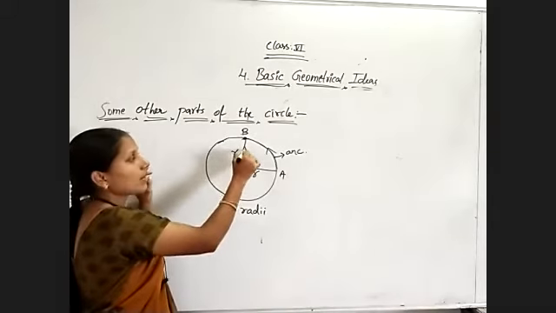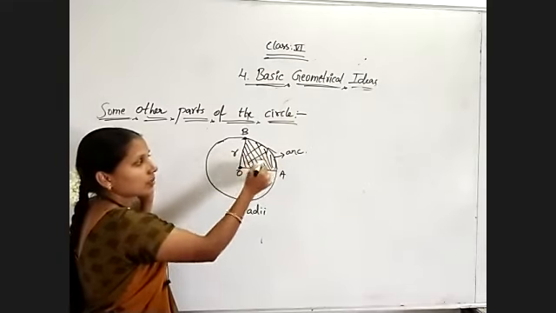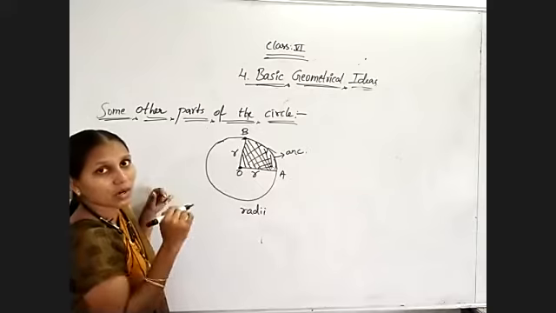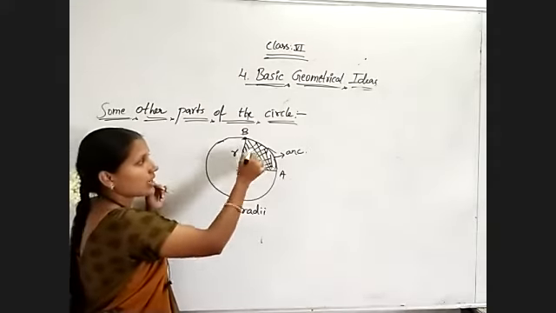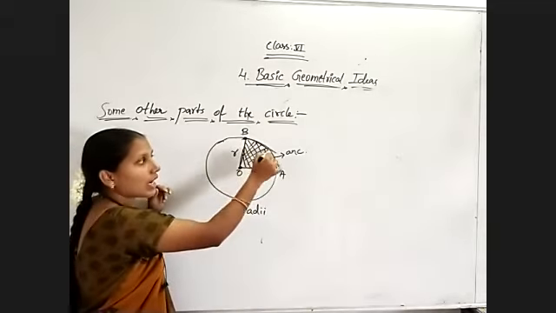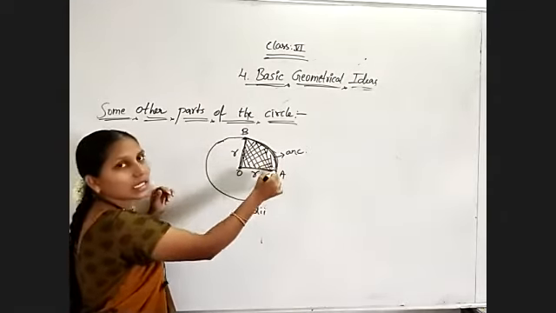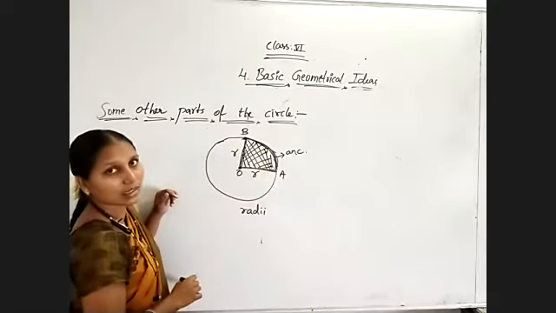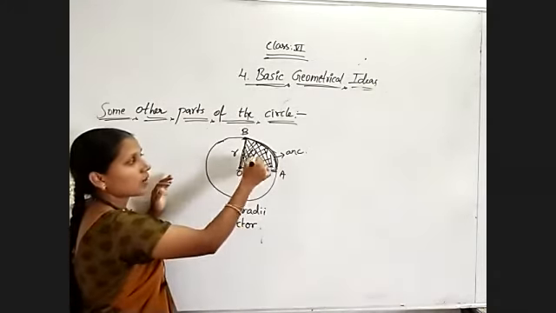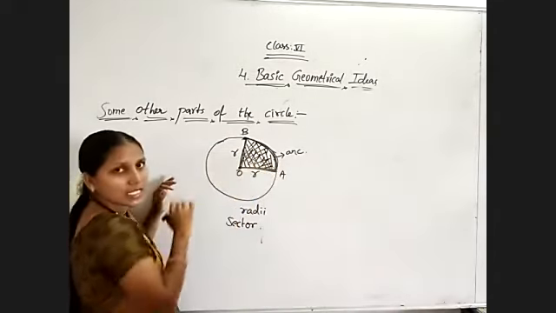And just observe, I am shading some part here. This region, that means the place occupied by a closed figure, is known as the area. So this area, whatever area is bounded by two radii and an arc, is known as a sector. Okay, that is known as a sector. This place occupied by an arc and two radii is known as a sector.